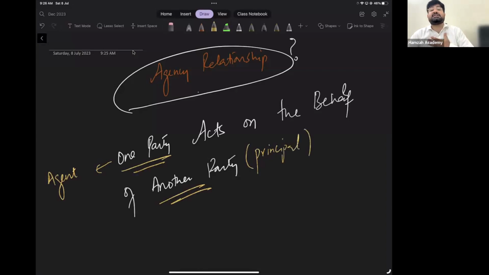For example, Ashna is here. I ask Ashna, can you buy this product from Mr. X for me? So Ashna is the agent buying on my behalf. I am the principal. And the relationship between me and Ashna is the agency relationship. Right? That is called agency relationship.